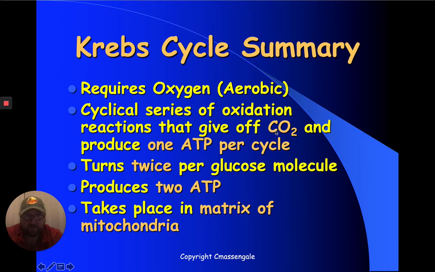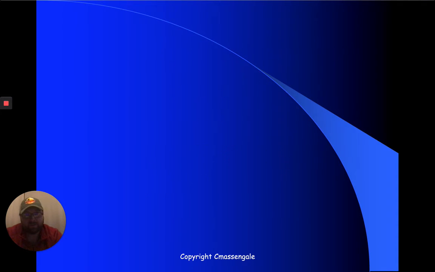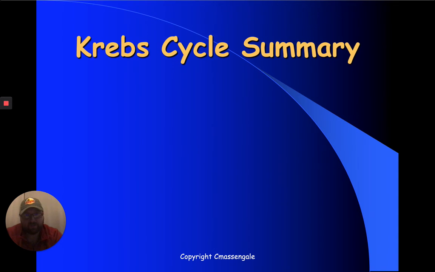We give off CO2 because we're not interested in carbon or oxygen. We only want the energy, and we get a little bit of it. We get some ATP here, and we end up with 2 per glucose molecule. All right, so that's what the Krebs cycle does for us.